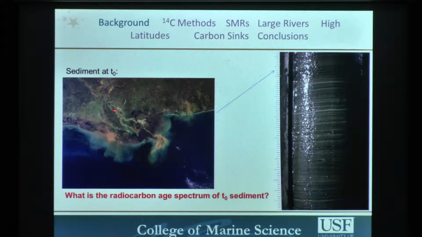And fundamentally, when we talk about this delivery system of terrestrial carbon and sediment to the marine system, this is a satellite view of the Mississippi River, having two outlets, the Atchafalaya River and the Mississippi here. Really what we're looking at in this type of picture, when we see these sediment plumes around the outlets, is sediment that will ultimately end up here, but it's at time zero, right? So what I want to get at is what is the spectrum of radiocarbon ages in this time zero sediment? And what does that tell us about our carbon cycle?